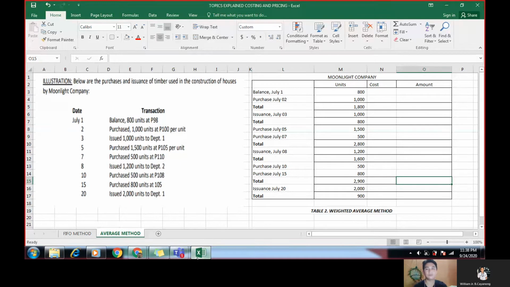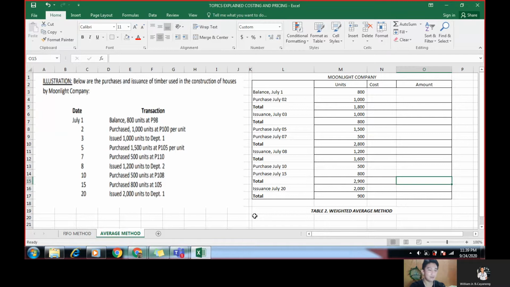Hello, good day. So we are now again on the topic inventory management or inventory costing system. Tapos na tayo sa FIFO method. Let us now move on to the average method. Okay, so we are going to use the same illustration pa din in order for you to contrast the difference between the FIFO and the weighted average.